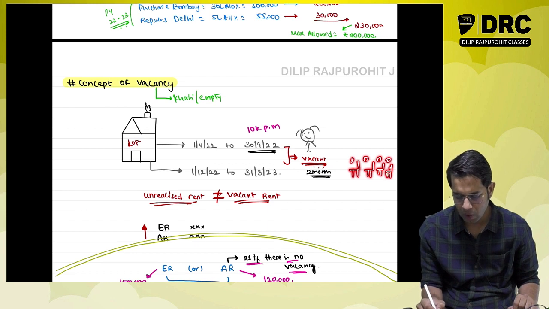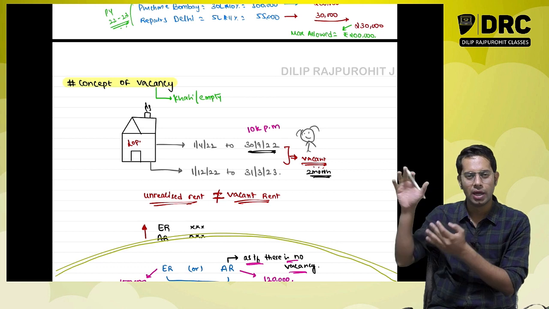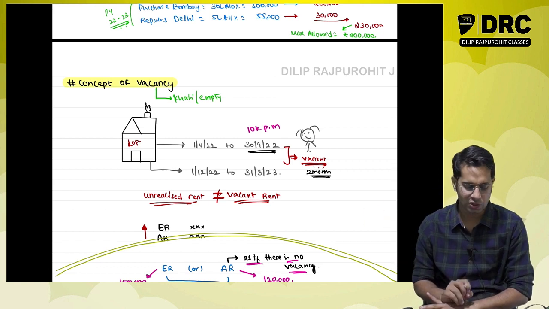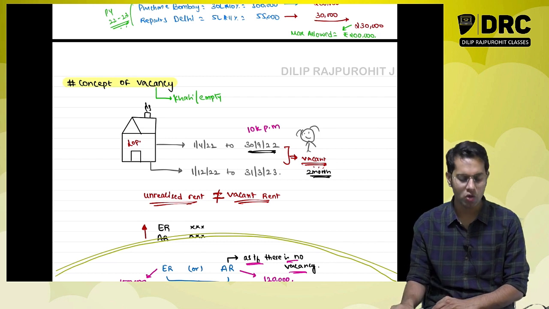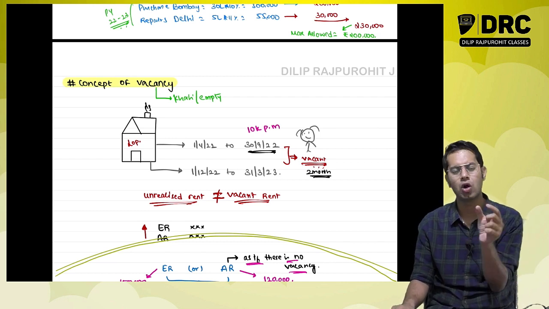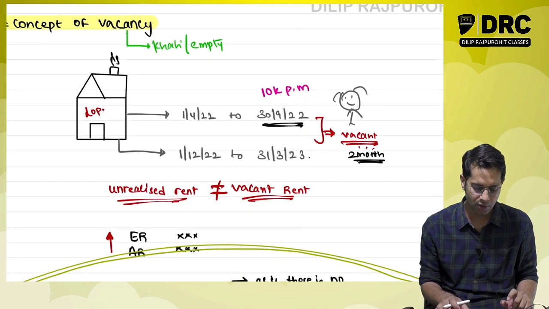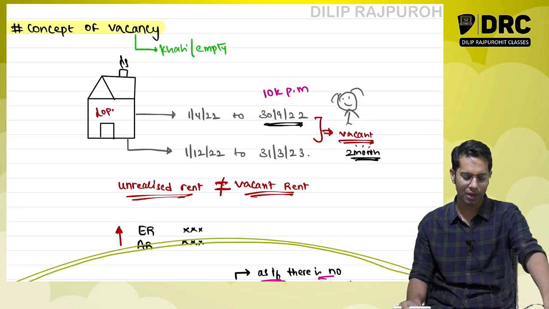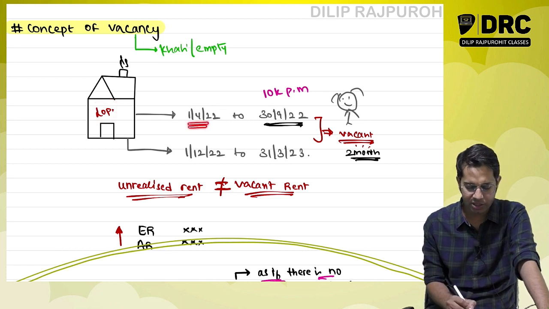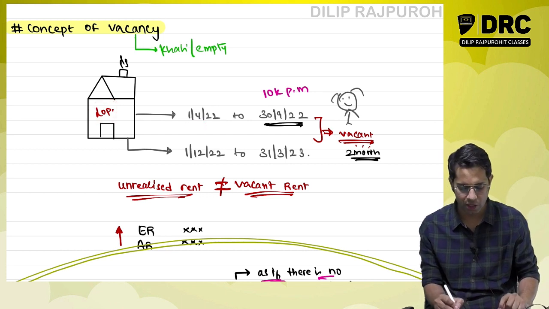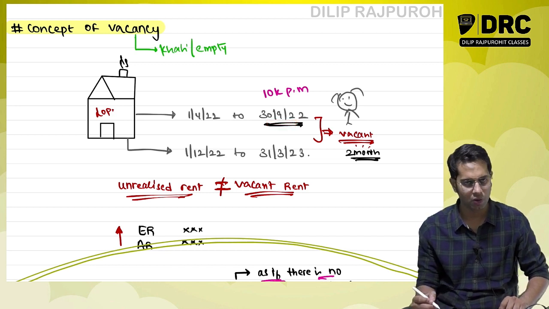So if one employee leaves the job, then his position will be vacated now, his seat will be vacated. Just like that, vacancy means the house property is vacated, or the house property is empty for some period of time. For example, there is a house property which I had let out from 1st April 2022 till 30th September 2022 for a rent of 10,000 rupees.